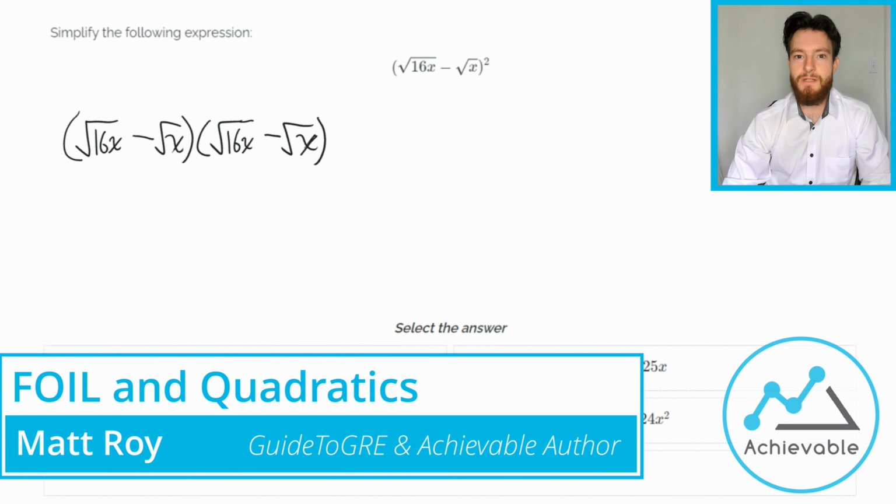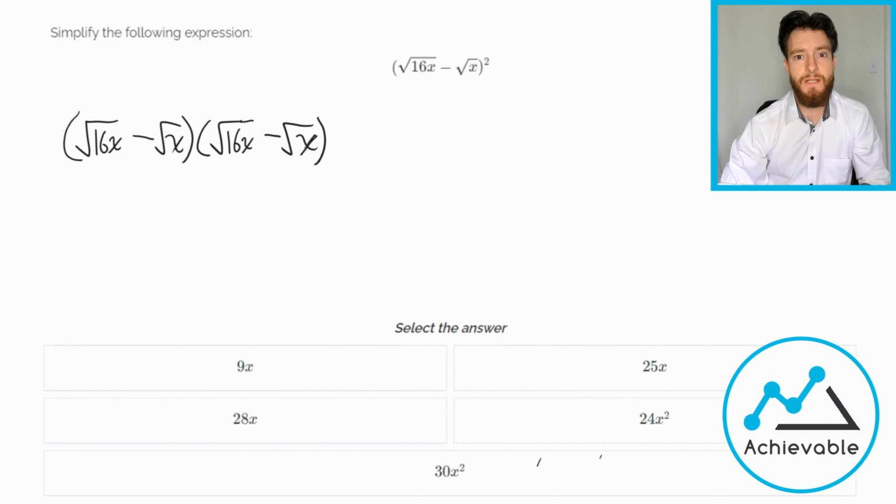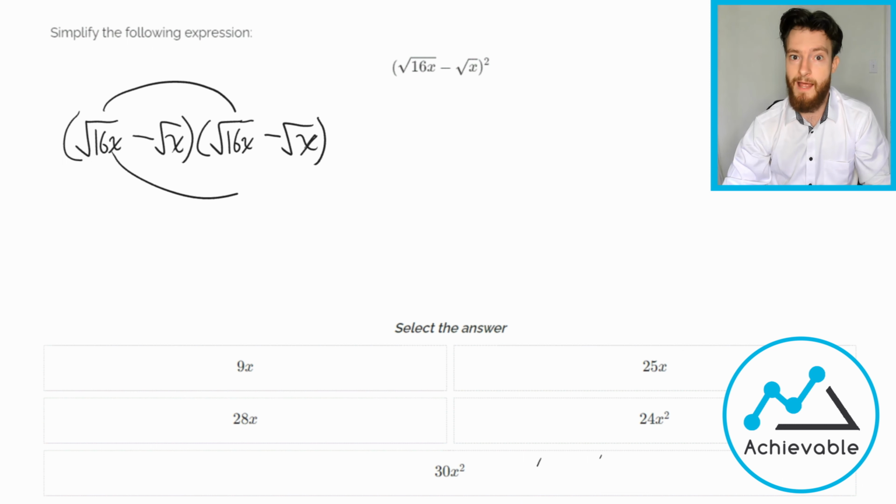In this question, we just have a quadratic that needs to be simplified. So the first thing you need to do is write it out twice. So we have the square root of 16x minus the square root of x times the square root of 16x minus the square root of x. Now, in order to FOIL, you just need to multiply first times first, outside, outside, inside, inside, and last, last.